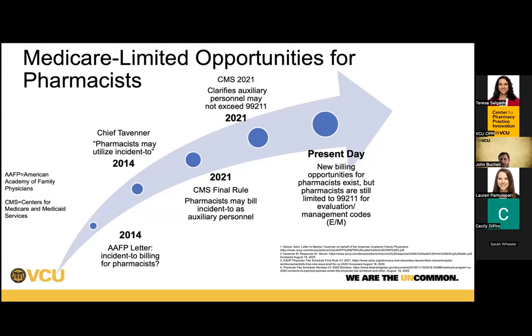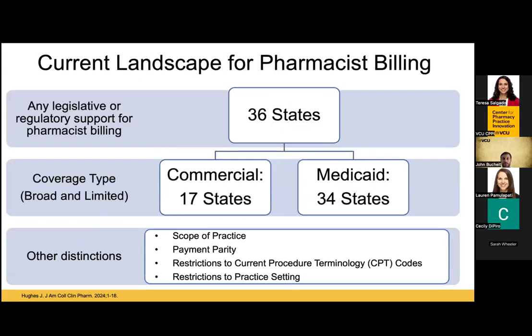Fast forward to present day, more and more opportunities are happening for pharmacists, including with Medicare. However, when you specifically look at evaluation and management codes, in a fee-for-service model, which most of the United States is utilizing at this point, we are still limited to those level 1 99211 codes, even as of today.